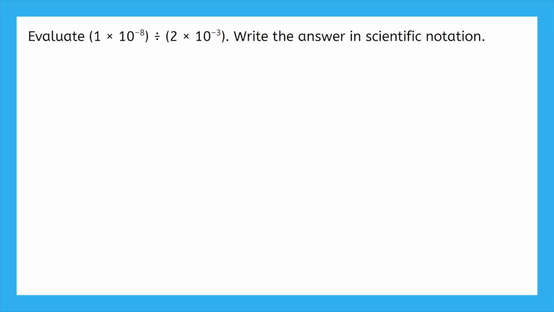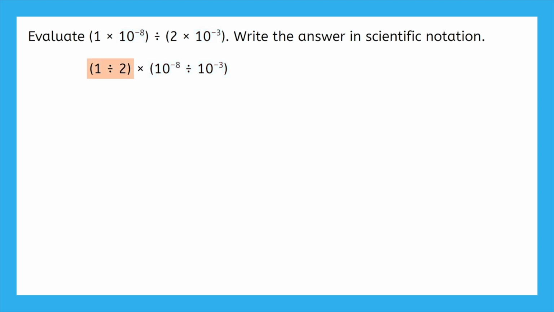Here's another problem, evaluating 1 times 10 to the negative 8th divided by 2 times 10 to the negative 3rd. And of course, we always write our answer in scientific notation. We could rewrite this as a fraction, but let's try working with it as it is. We can still break this into two parts, 1 divided by 2 times 10 to the negative 8th divided by 10 to the negative 3rd.